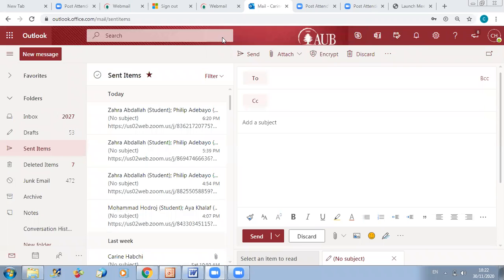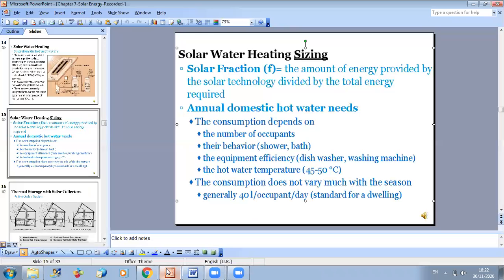Okay, guys, so let us continue. We were talking about the different factors affecting the consumption of hot water, and we need to know all these factors in order to design the appropriate solar water heating system.